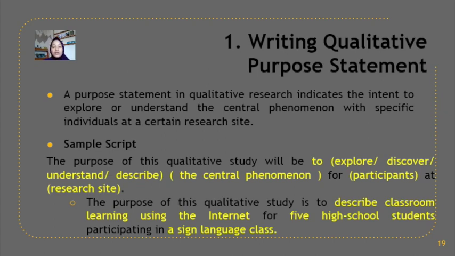And then don't forget to mention the participants, and we can see in the sample script here there is a yellow mark, and we can fill it with a word like explore or describe. We see describe. The central phenomenon here is learning using the internet, with 5 high school students as participants, and the 6 sign language class is researched.